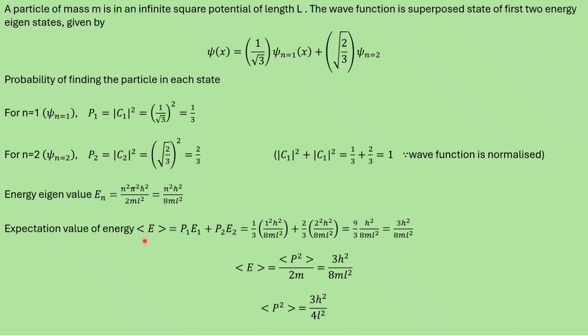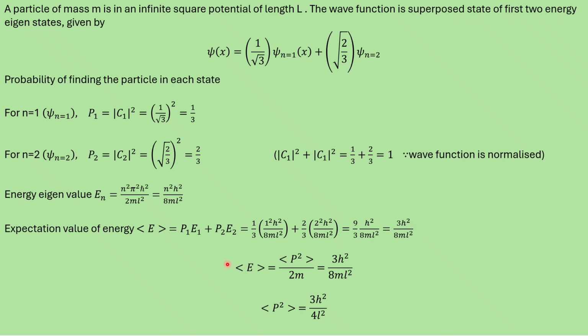So the expectation value of energy will be P1 E1 plus P2 E2. Here P1 is 1 by 3 and P2 is 2 by 3, as we can see here. Then E1 we can find out from this, and E2 from this. So by putting the value of n equals 1 in E1 and 2 in E2, the expectation value of energy will be equal to 3h squared by 8ml squared.